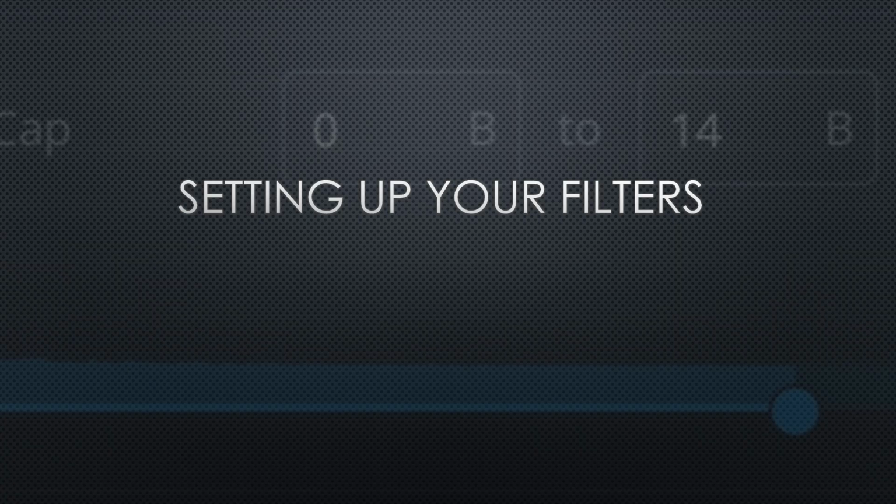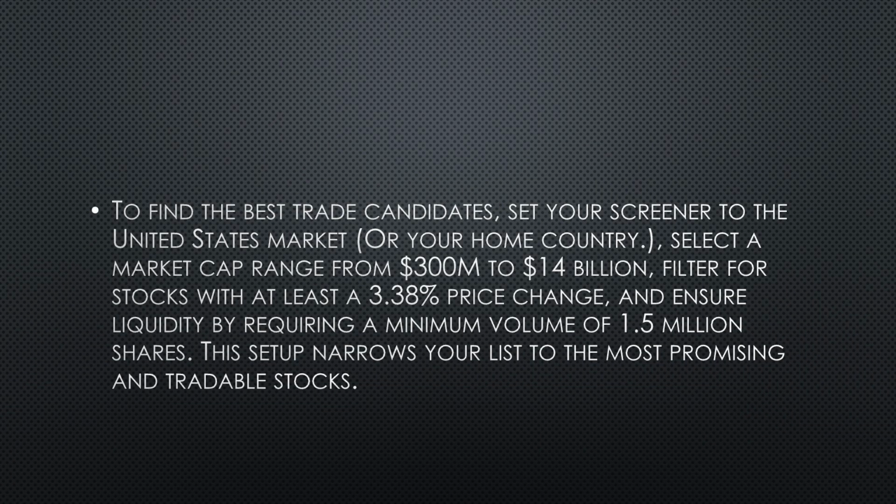Setting up your filters. Define the best trade candidates. Set your screener to the United States market or your home country. Select a market cap range from 300 million to 14 billion.